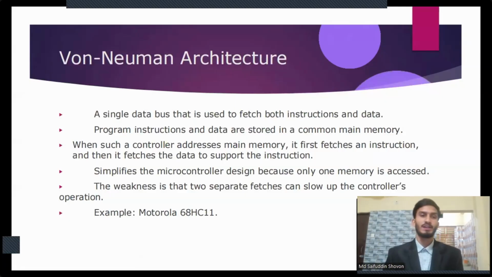The von Neumann architecture. It has a single bus that is used to fetch both the instruction and data. Program instructions and data are stored in a common main memory. When such a controller addresses main memory, it first fetches an instruction and then it fetches the data to support the instruction. It simplifies the microcontroller design because only one memory is accessed. The weakness is that two separate fetches can slow up the controller's operation.